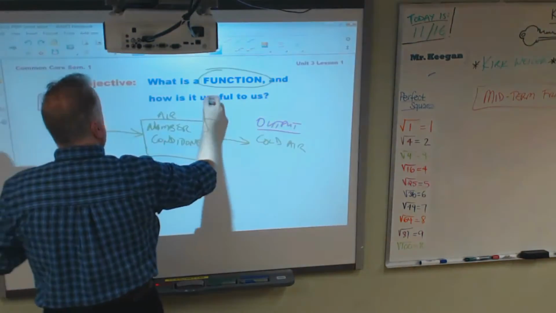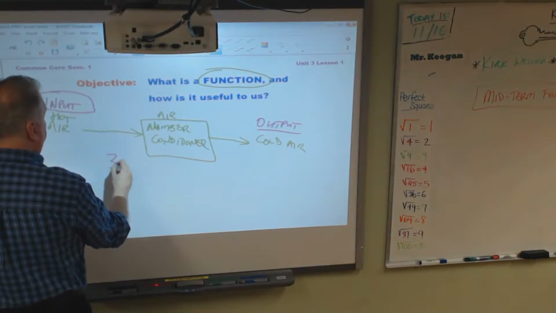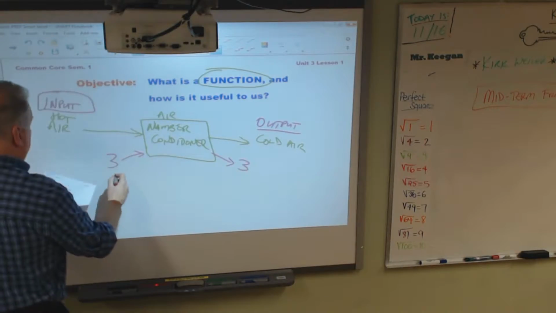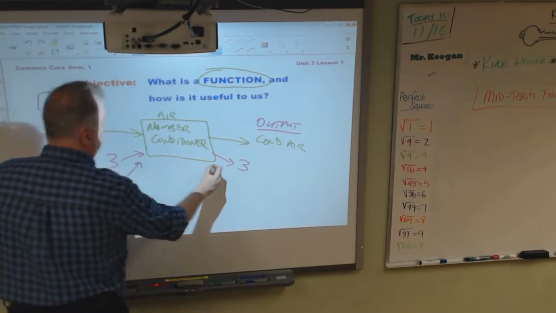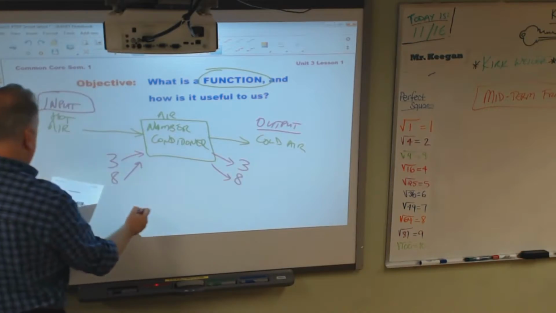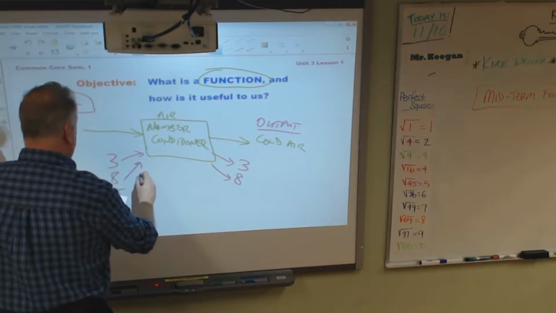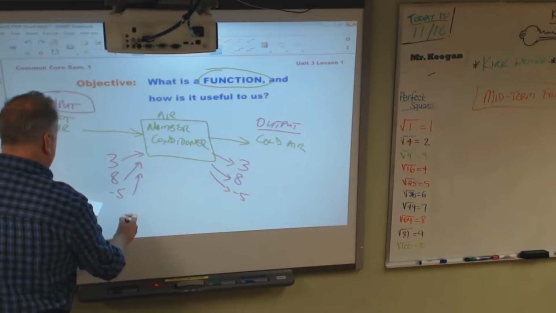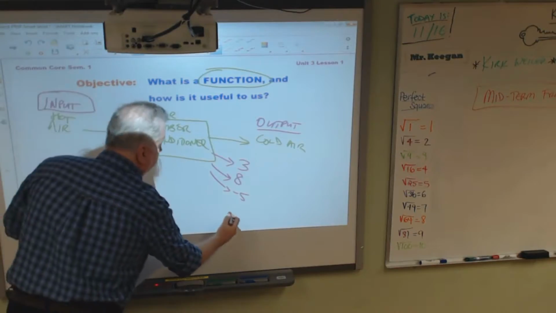So the first one, you put a 3 in, and you get a 3 out. You put an 8 in, you get an 8 out. You put a -5 in, you get a -5 out. You put a 4 in, you get a blank out.